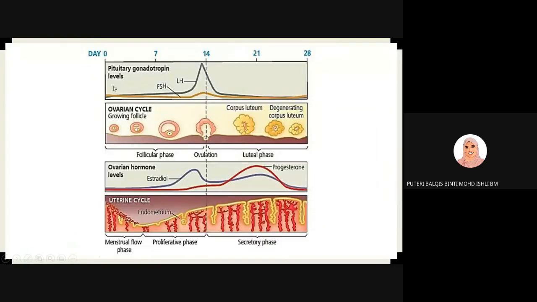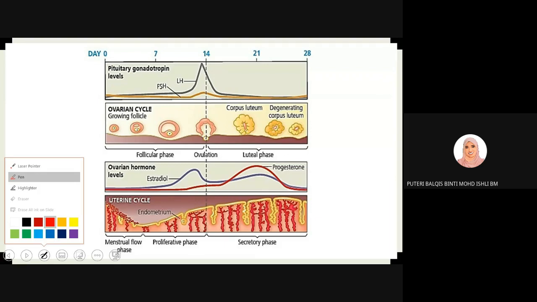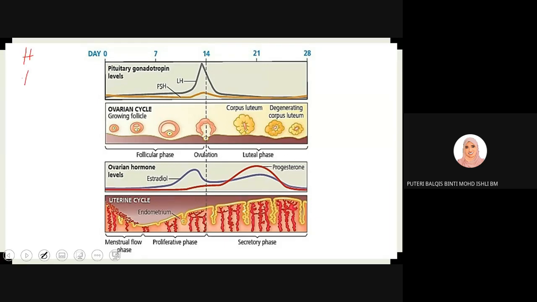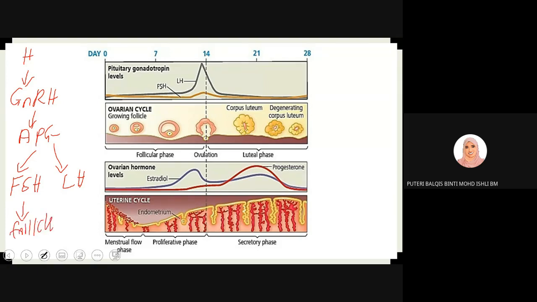Okay, mula-mula FSH dah ada. Mana datangnya FSH tadi? Okay. Kita ada hypothalamus. Dia akan secrete GnRH. GnRH will stimulate anterior pituitary gland. Anterior pituitary gland will secrete FSH and will secrete LH. FSH will stimulate follicle. Okay, kita pergi pada follicle dulu.